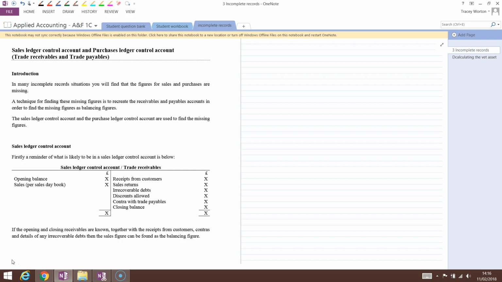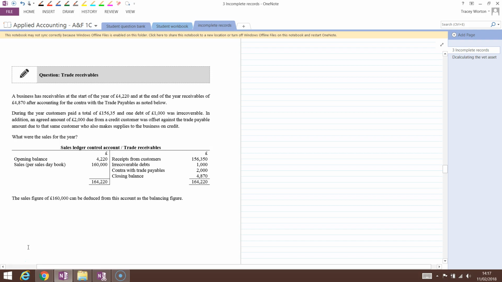And there may also be a situation where a customer is also a supplier, so rather than have payments go in both directions, we'll just make a contra with the trade payables or the purchase ledger control account to reduce the amount that's owed on the sales. So if the opening and closing receivables are known together with any of those other entries, then it's possible that we can find the sales figure as a missing figure, as a balancing item.